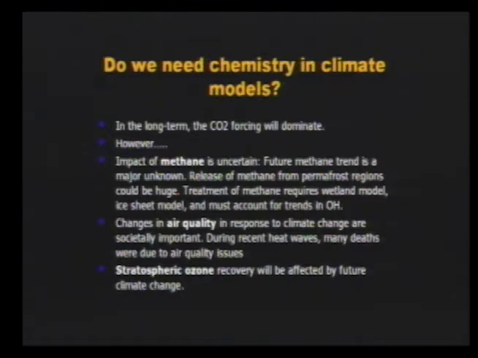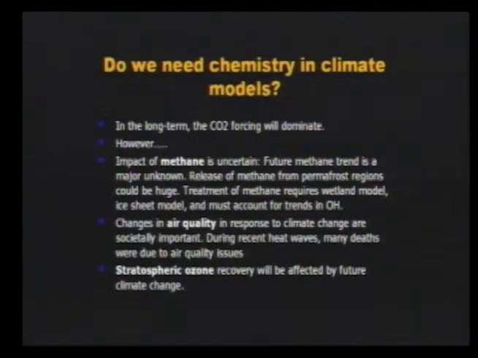So, question, finally, do we need chemistry in climate models? I think that in the long term the CO2 forcing will dominate to a large extent what we can expect. Not necessarily beyond 2100, but at least in the next century. However, there are a number of uncertainties.